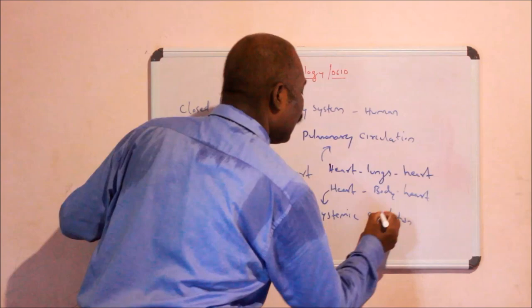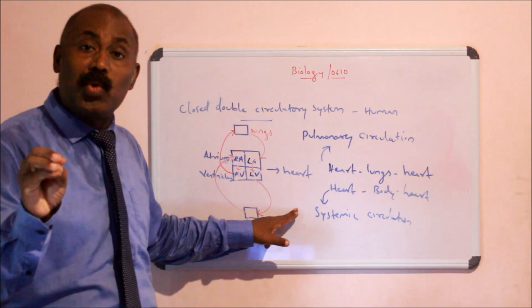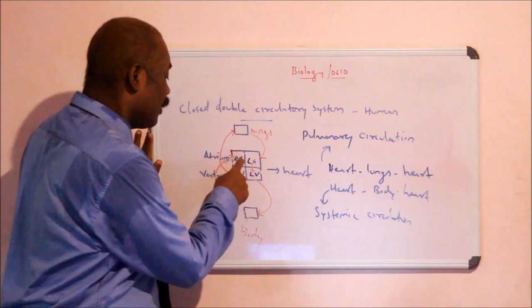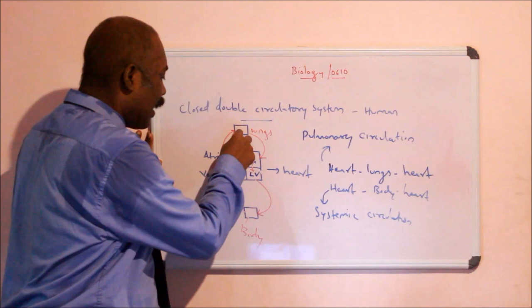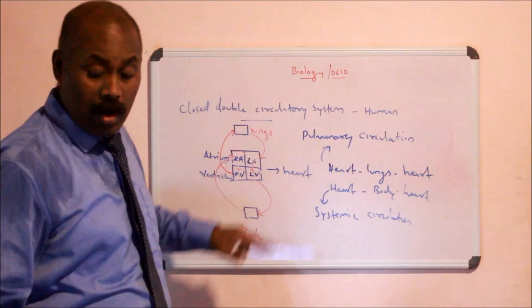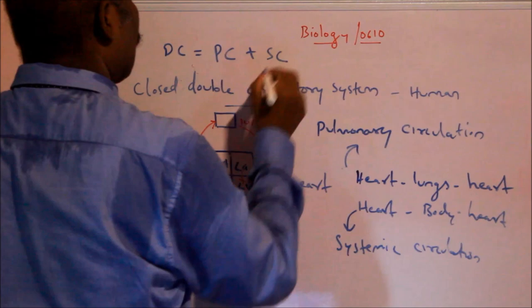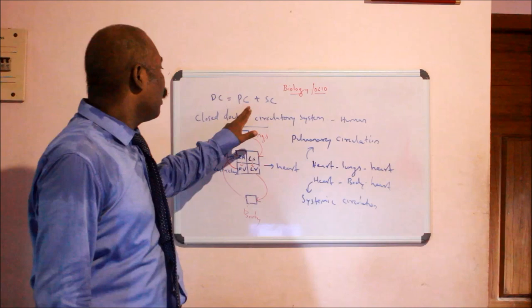In many past paper questions, you can see this question: what is meant by double circulatory system? Double circulatory system means blood flows twice through the heart. Once, then again it goes to the lungs and comes back. So twice the blood passes through the heart. That is double circulatory system. Or in short, double circulation is equal to pulmonary circulation plus systemic circulation. But in full you have to write it, then only the examiners can understand that you meant pulmonary circulation and systemic circulation.